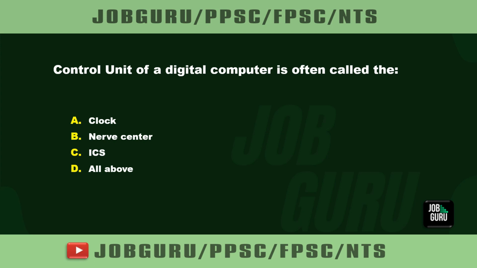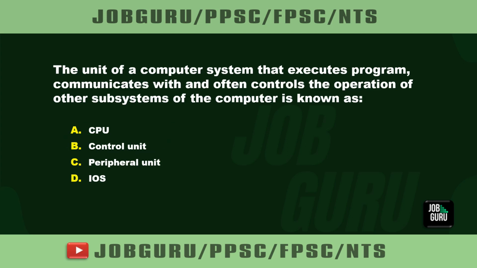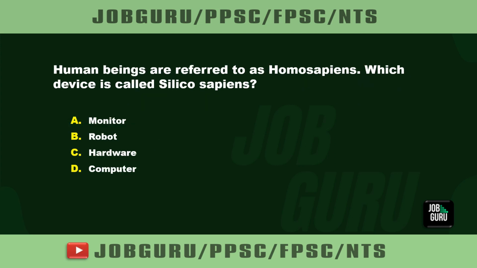Control unit of a digital computer is often called the. The unit of a computer system that executes programs, communicates with and often controls the operation of other subsystems of the computer is known as. Human beings are referred to as Homo sapiens. Which device is called Silico sapiens?